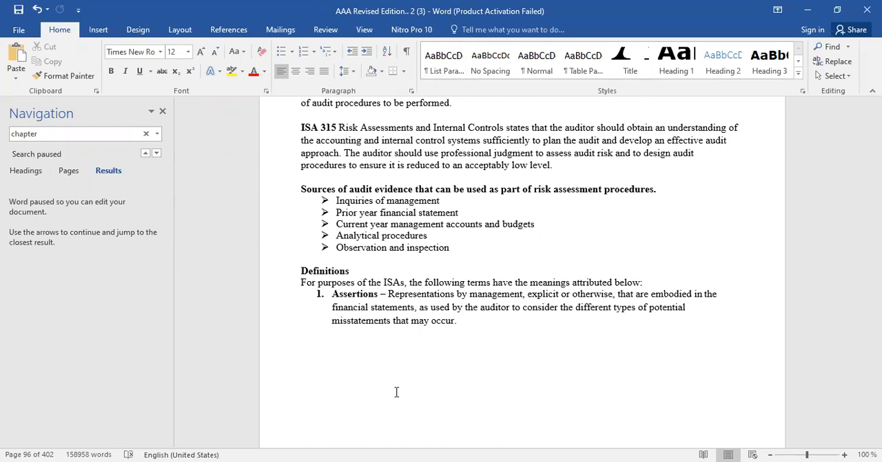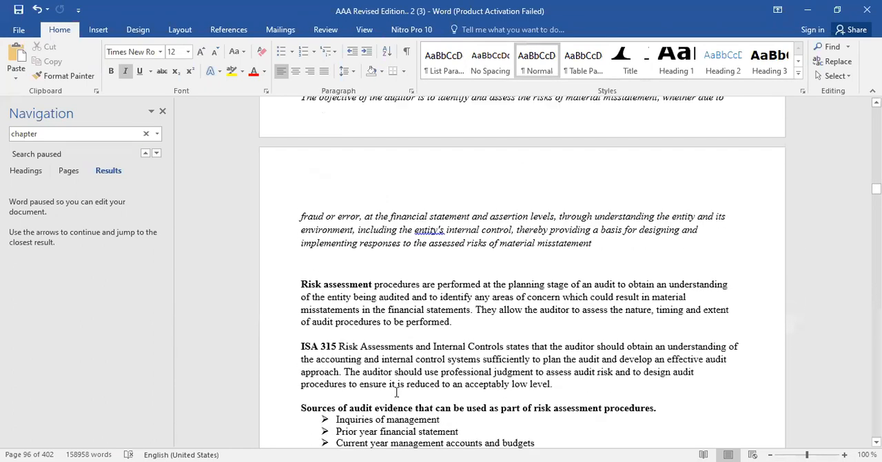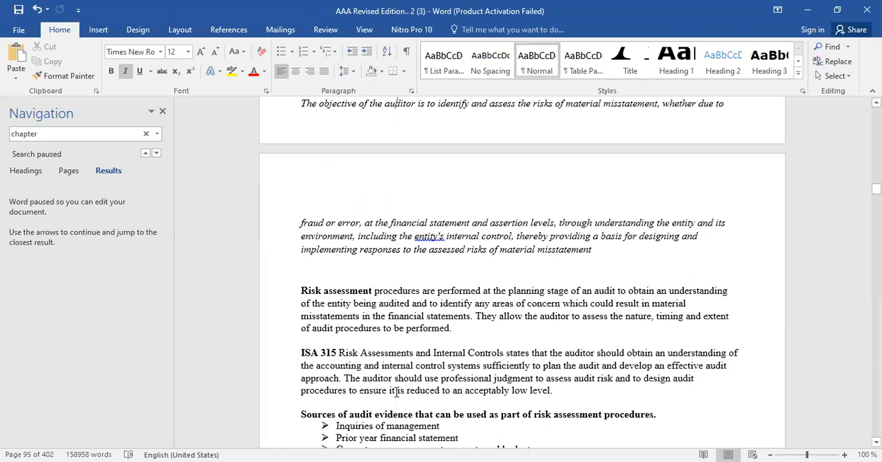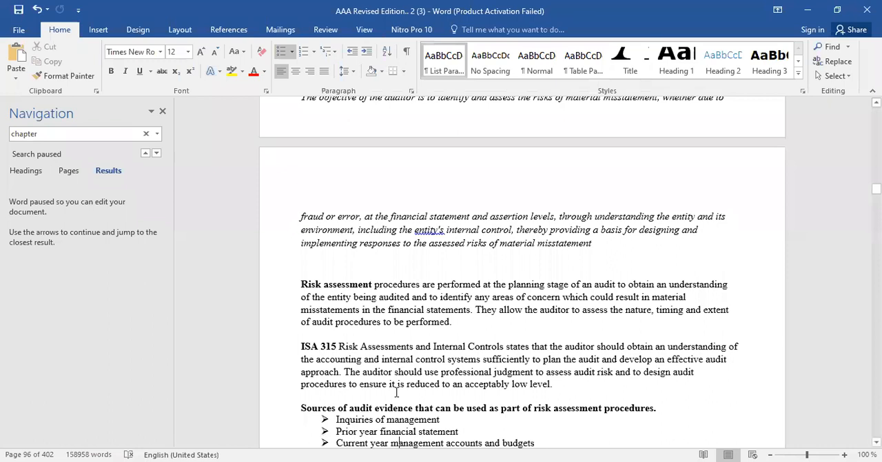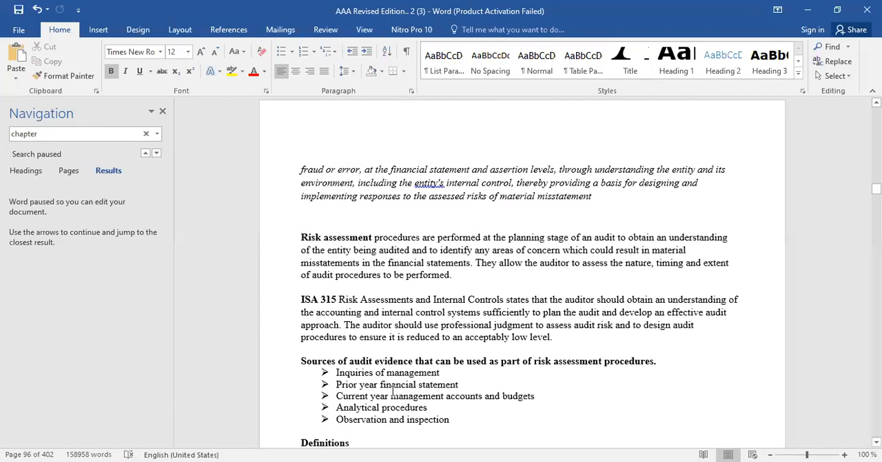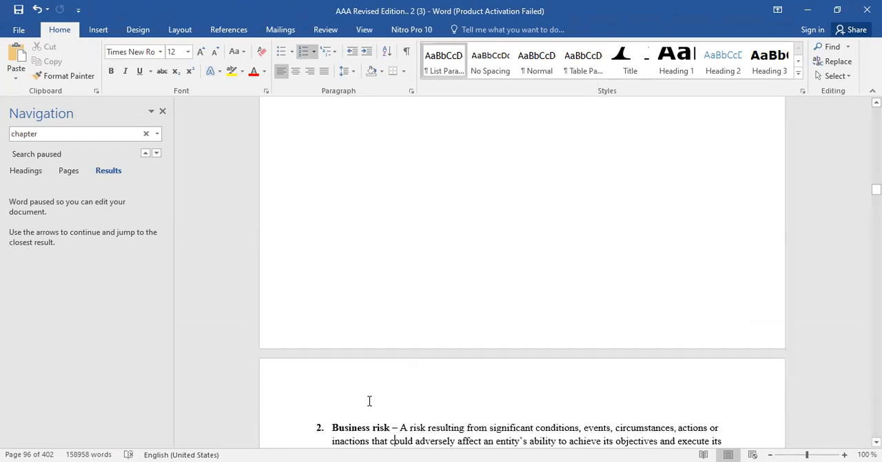So during audit risk assessment, we talked about this. When you are doing a risk assessment, what are some of the sources of information or evidence that you might require? Inquiries from management, prior year information, current year management reports, and analytical procedures, observation. So these are sources of evidence that you can use during risk assessment.